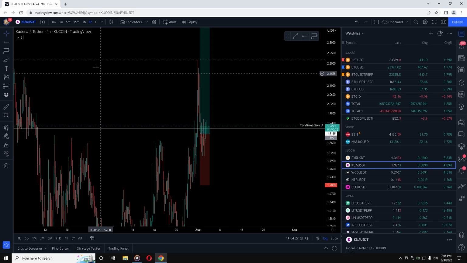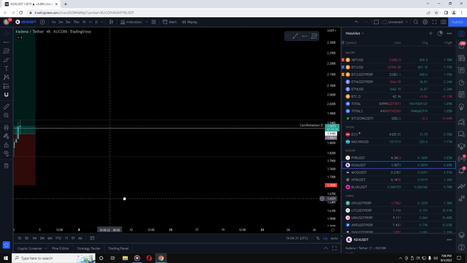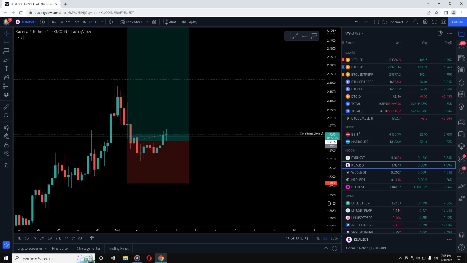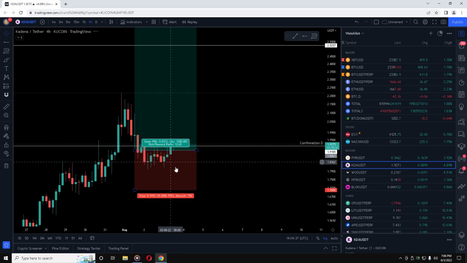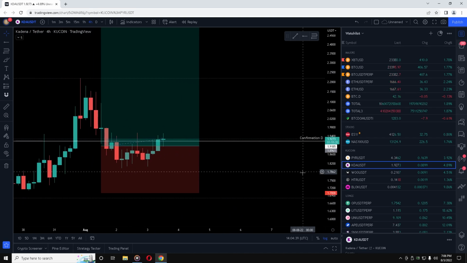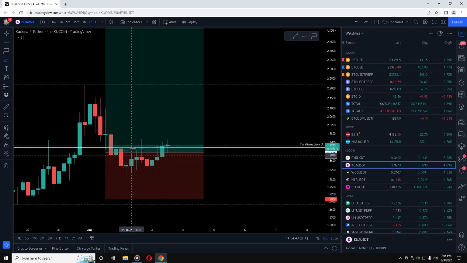I covered it in my previous video right now as well. Basically what happened was, first of all, the daily broke out, but the daily closed below back again. That's my first confirmation of invalidation that this is not looking good. Secondly, on the 4-hour chart you have this deviation here. Now it broke down, it's retesting this key level.